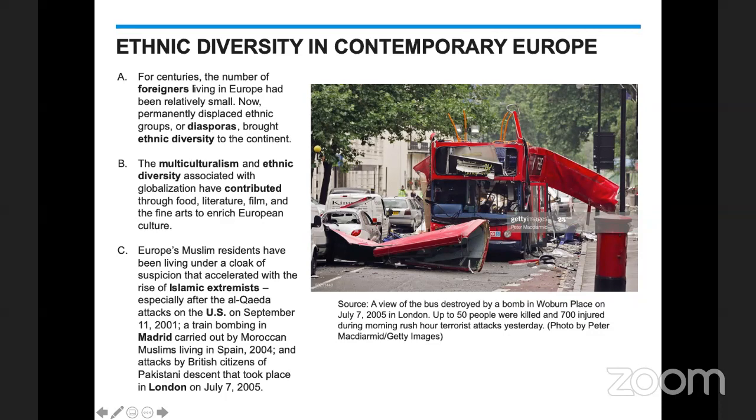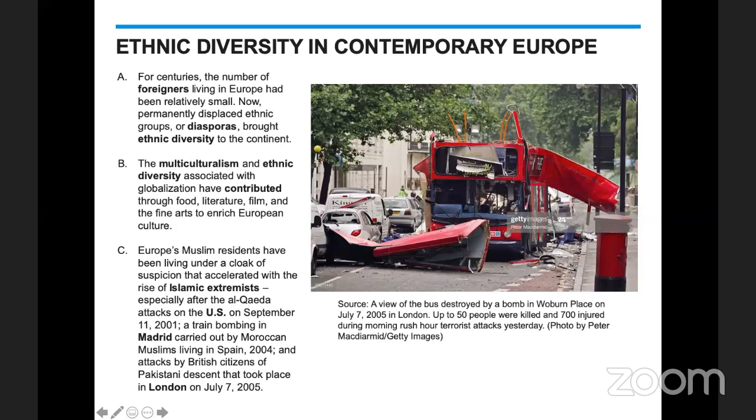So I was in London on this day. I was very near that bus because I was studying at a library called the Education Library at the University of London. And it was a strange, eerie day in London that day. But let's get to why these things are occurring.